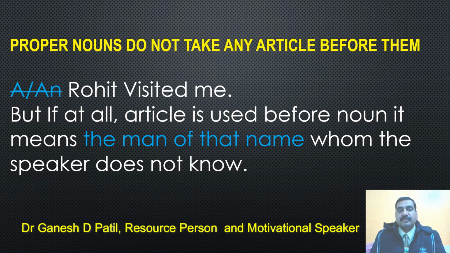For example, an Amitabh Bachchan entered the room. Now, an Amitabh Bachchan means a man similar to Amitabh Bachchan and not the original Amitabh Bachchan, or the man of that name whom I don't know. These two meanings are possible, but in general we do not use a or an before the proper noun, but if at all it is mentioned, it will have this meaning.